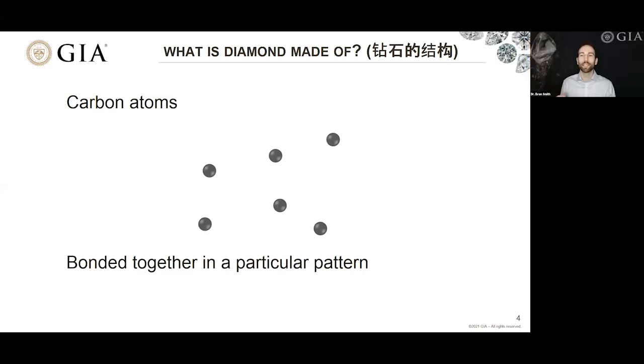First, we need to consider the question, what is diamond made of? What does it look like at the atomic scale? It's made of carbon atoms, and they are bonded together in a particular three-dimensional pattern.